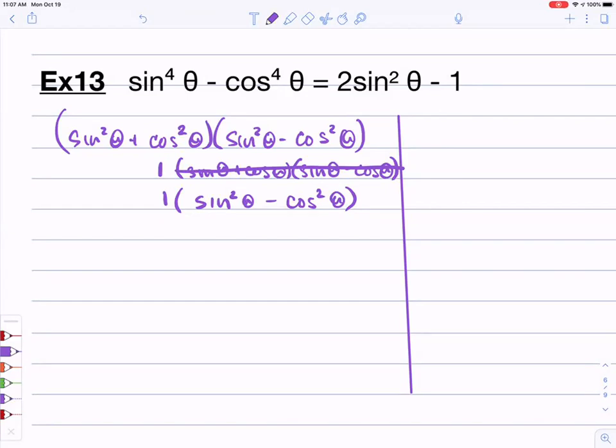What do I have that's totally not similar? That cosine squared. Okay, so is there something that I can sub in for cosine squared? Because basically when I compare the left side and the right side, I have only sines, I have no cosines. So is there something I can substitute for cosine squared so I can get rid of it? There's only a very few things that you have for substitution.